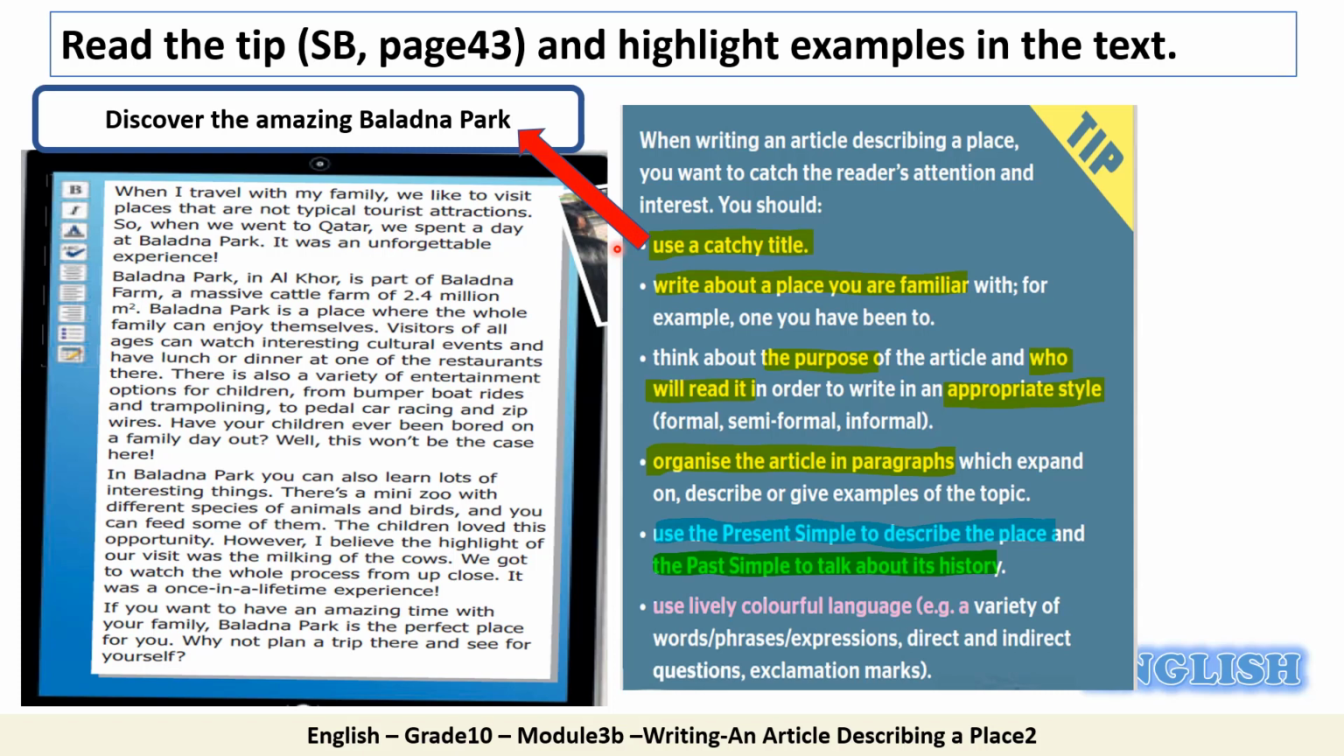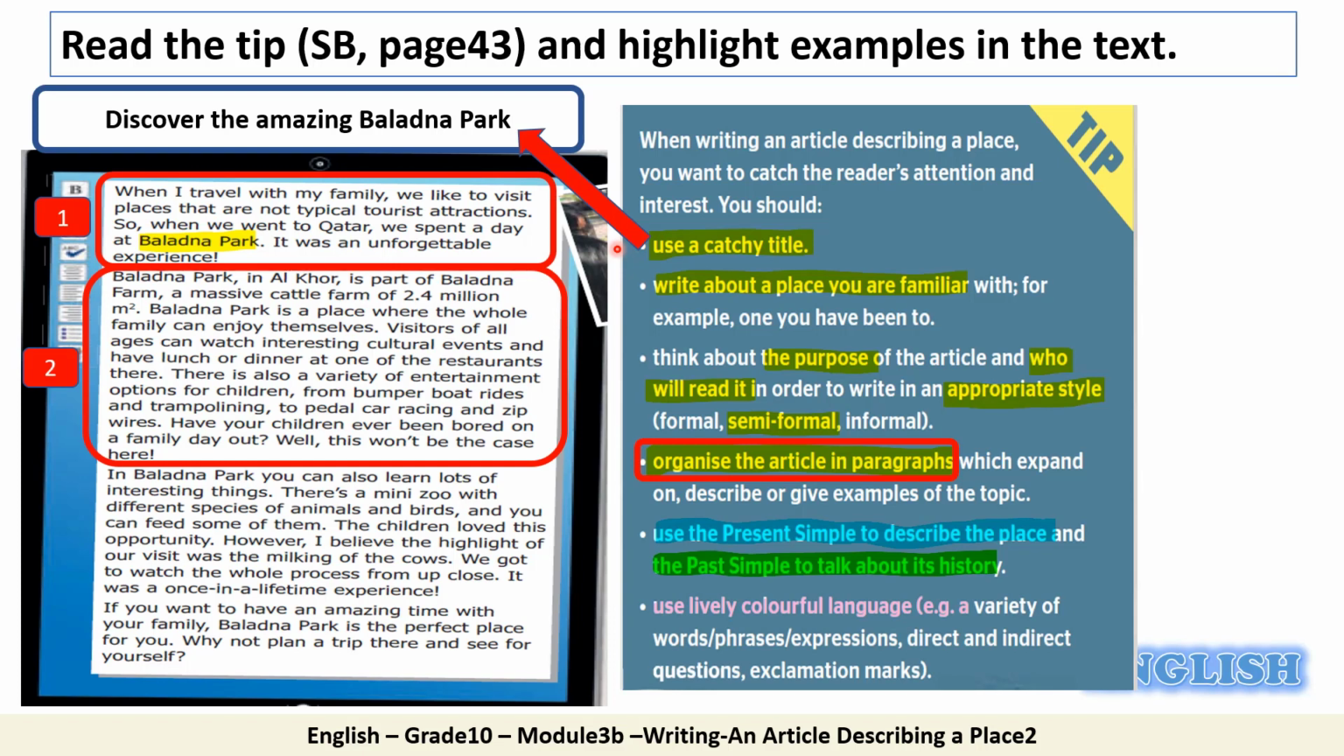Excellent. For example, Discover the Amazing Baladna Park. Write about a place you are familiar with. In this case, we are talking about Baladna Park. Think about the purpose and who is going to read the article, and the appropriate style here is going to be semi-formal. Very good. Now you should organize the article in paragraphs. As you see here, we have paragraph number 1, paragraph 2, paragraph 3, and paragraph 4.